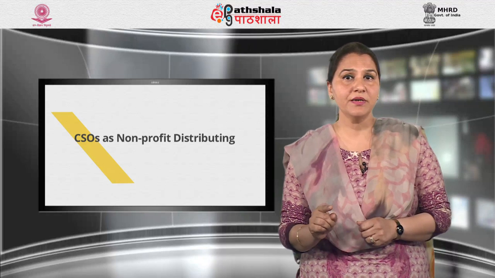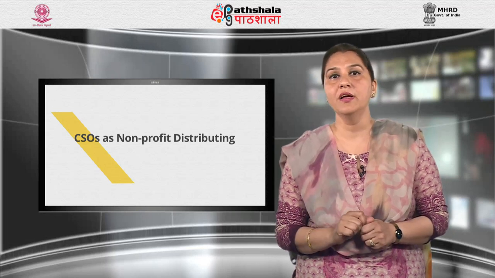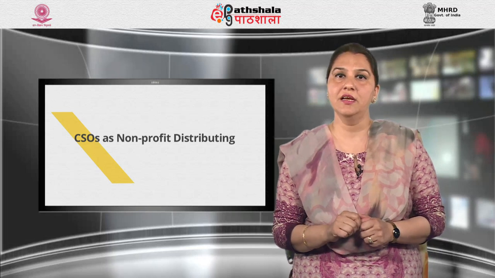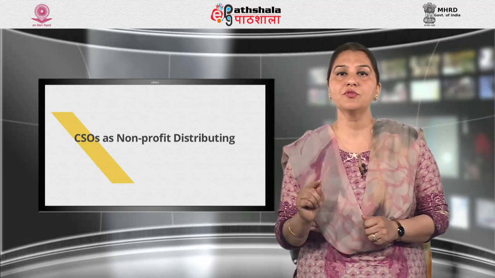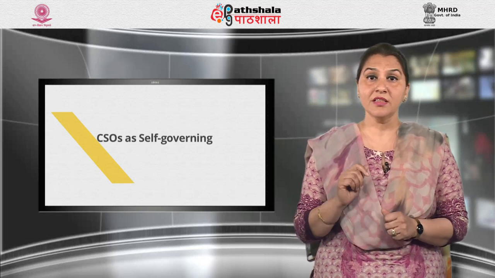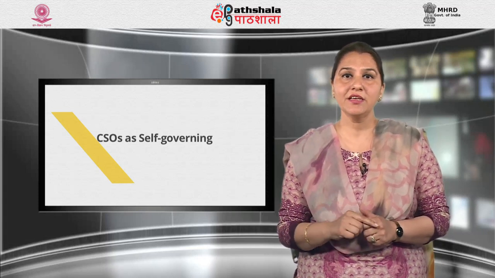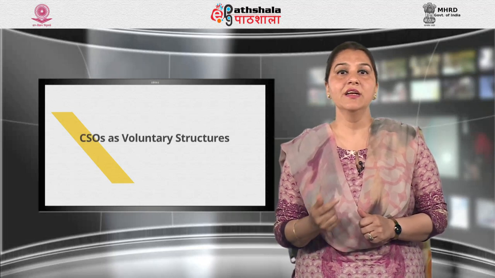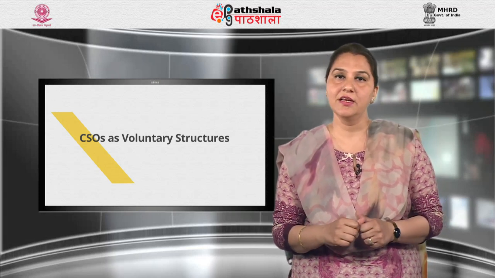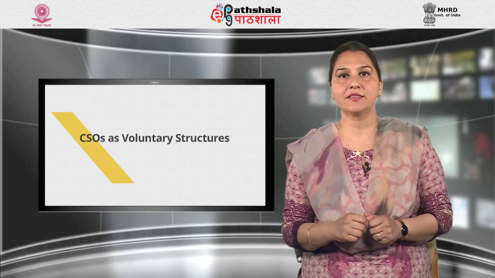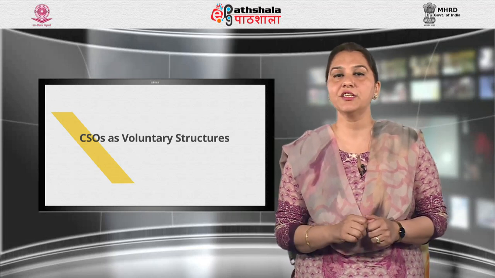It means that their purpose is not primarily commercial and they do not distribute profit to specific groups such as shareholders or a set of directors. This means that if they make any profit, they reinvest it or use it to fulfill their mission. Self-governing, the CSOs are independent from both firms and governments, which means they have control of their own affairs. Voluntary, this means that no one is obliged to join or become a member of these organizations. Membership is the result of a free choice, which means that these organizations are at least partially based on voluntary actions.